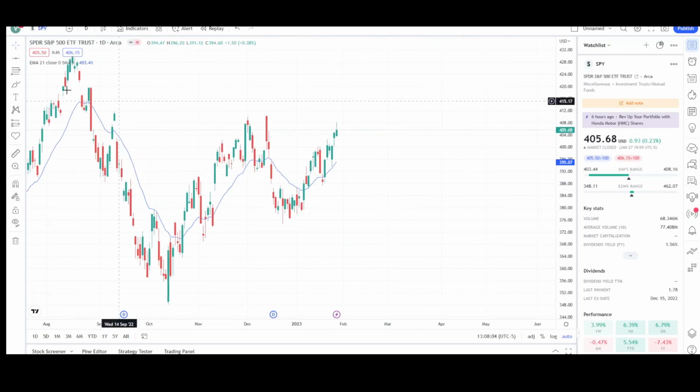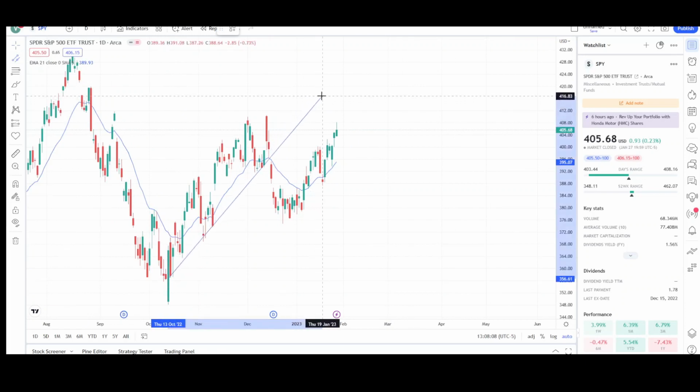So where are we going now? Well, I think we're still going to go higher, but after a pullback. But we are very close to selling off, and I'll go over the reason why.